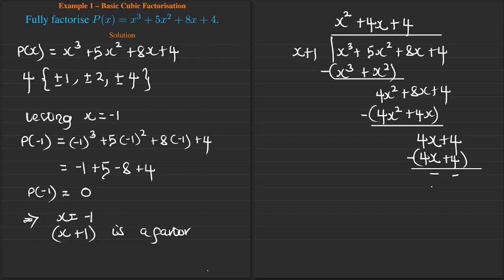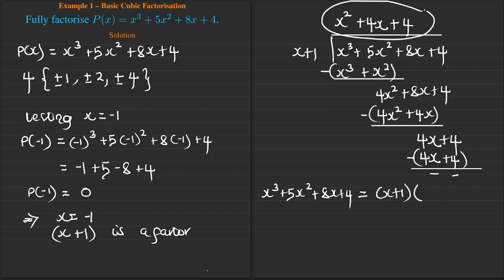Now this simply means, using our division algorithm, we have x cubed plus 5x squared plus 8x plus 4 rewritten as this we have here, which is x plus 1 times this we have over here, which is x squared plus 4x plus 4.